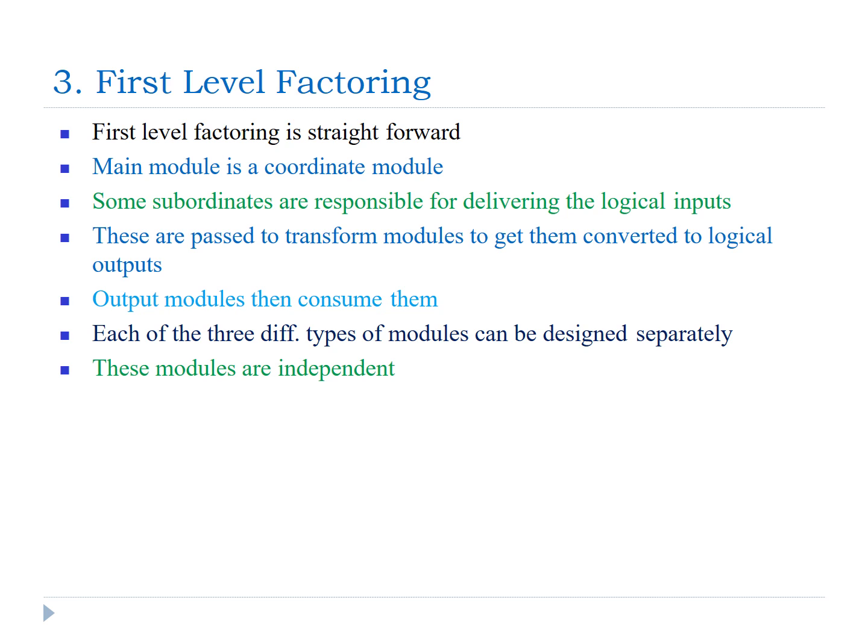First level factoring is straightforward in nature. Main module is a coordinate module. Some subordinates are responsible for delivering the logical inputs. These are passed to transform modules to get them converted to logical output as well. Output modules then consume them. Each of the three different types of modules can be designed separately, and these modules are independent.